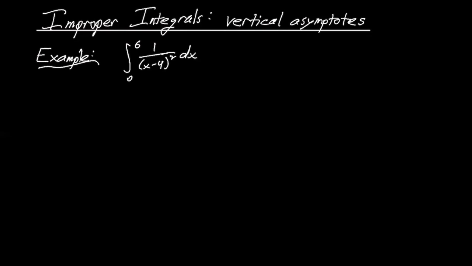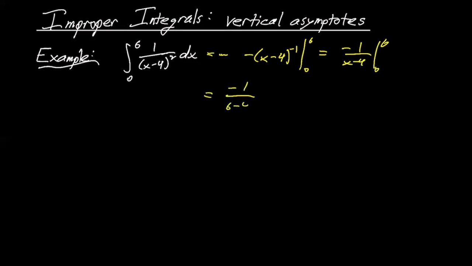If you just go about this the standard way, we think, okay, (x minus 4) to the minus 2. So that's minus (x minus 4) to the minus 1, the antiderivative of the function in the integral. Evaluate from 0 to 6. So it's really minus 1 over (x minus 4) from 0 to 6, which is minus 1 over 6 minus 4, minus 1 over 0 minus 4.